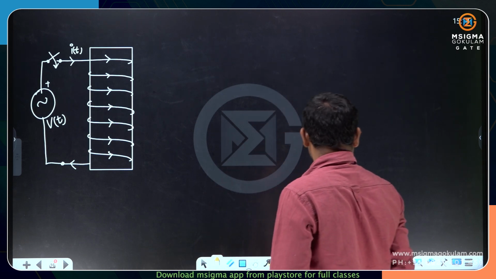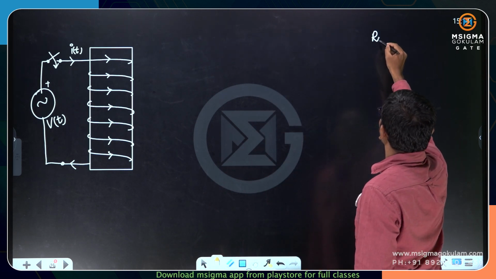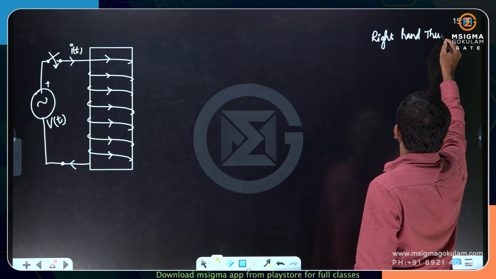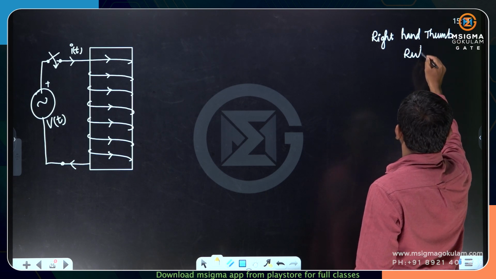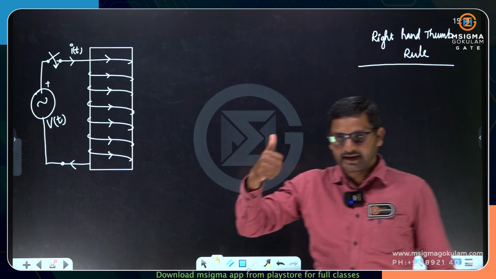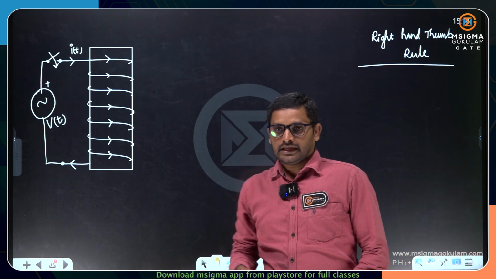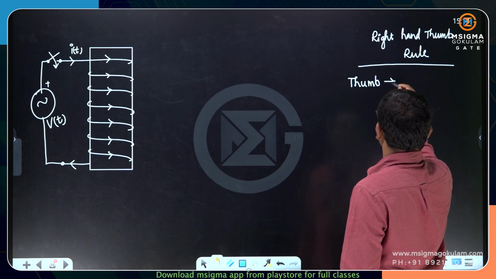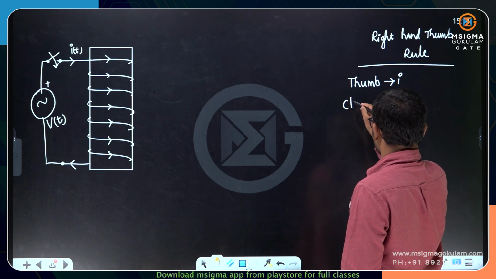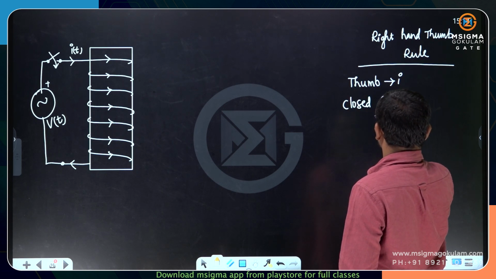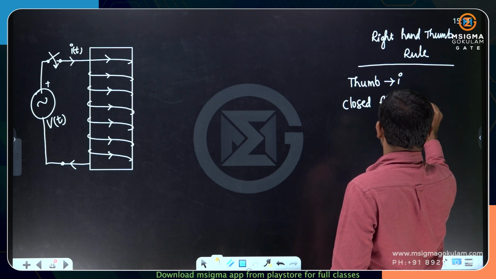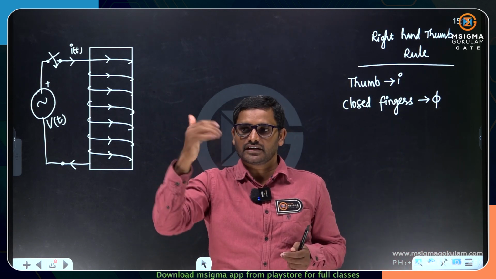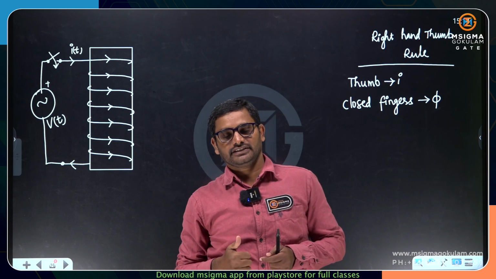Right hand thumb rule says like this. Right hand thumb rule will be like this. There is a right hand and thumb. Thumb indicates current direction, and closed fingers, or curved, curled fingers, will indicate flux direction.